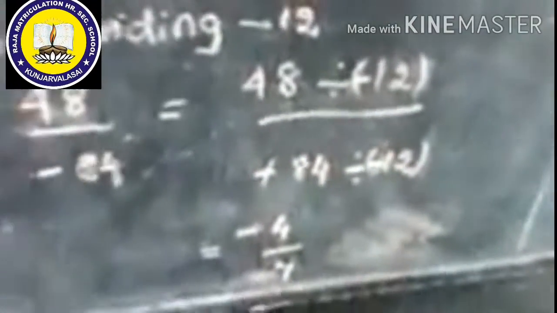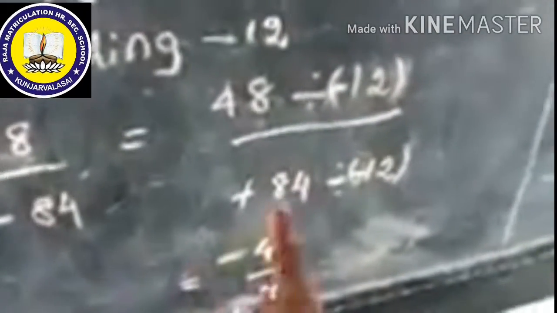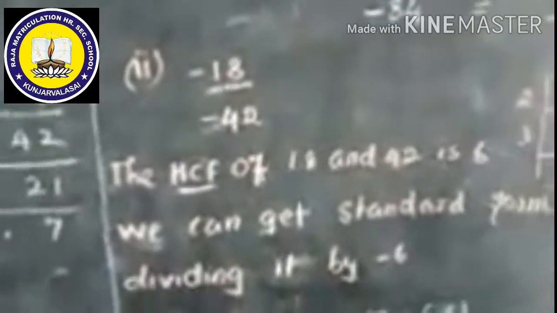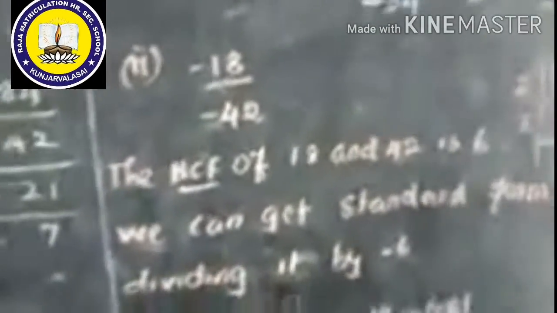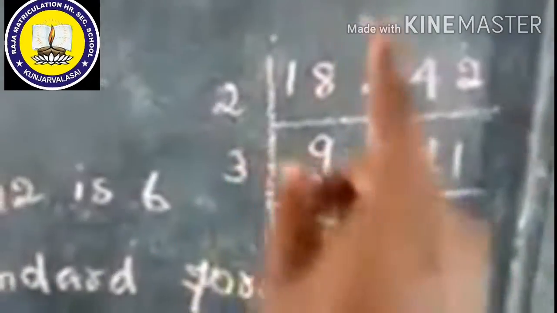Now we can take the second question. Minus 18 divided by minus 42. Here also it is not a standard form because the denominator is a minus number, and also 18 by 42, there are so many factors of these numbers. So we can find out the HCF of 18 and 42. Here 18 comma 42, we can choose the two table. 9 twos are 18 and 21 twos are 42. Now 9 comma 21, these two numbers must be divided by the 3 table. So we can choose the 3 table. 3 3s are 9, 7 3s are 21. Now the answer is 2 3s are 6. Therefore the HCF of 18 and 42 is 6.